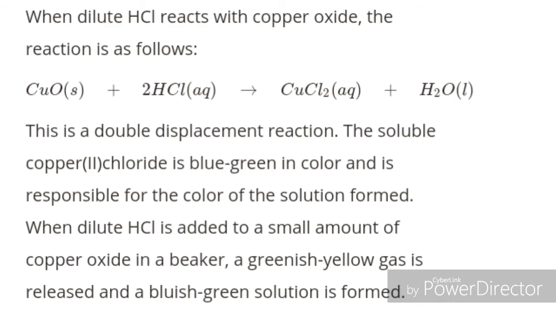Dilute hydrochloric acid reacts with cupric oxide, a metallic oxide, to form copper chloride and water. This is a double displacement reaction.